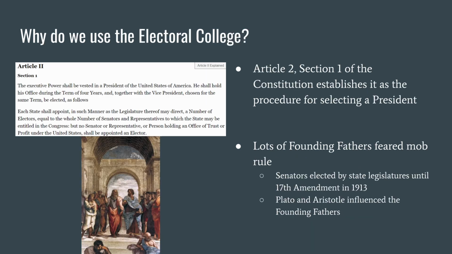We use the Electoral College because Article 2, Section 1 of the Constitution establishes it as the procedure for selecting the president. You can see the text there on the left. This was put into place because lots of the Founding Fathers feared mob rule.